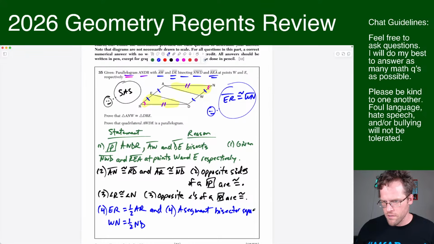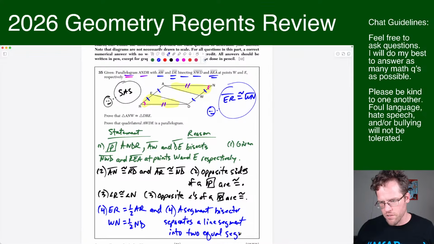Separates. Actually, should I? Yeah, I'll write that in the next line. Separates a line segment into two equal segments. All right, you'll see where this is going in a moment. Hopefully. All right, but now let's think about what we could say next.